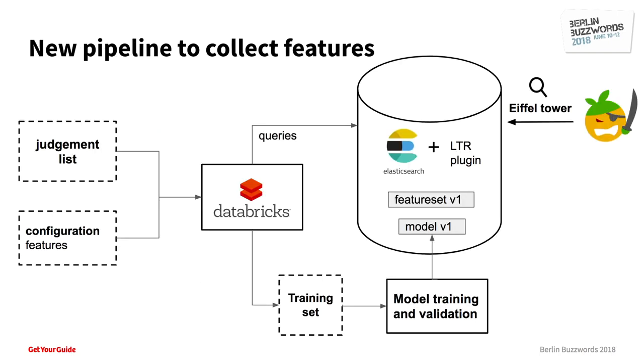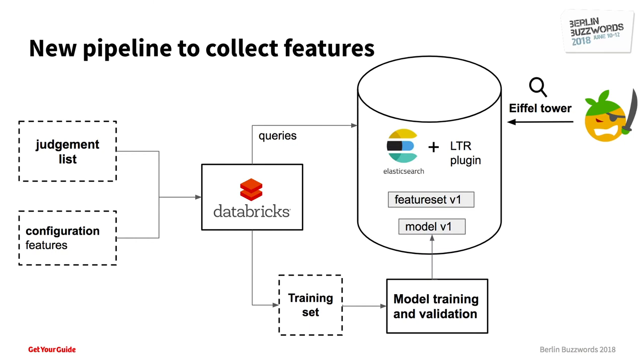So you decide to add this to your pipeline. And then you have this. We receive the judgments, the configuration file, Databricks, and fewer queries now to Elasticsearch. And you have a training set. And then we train and validate our model. At this time, only this step is manual, but we can automate it.